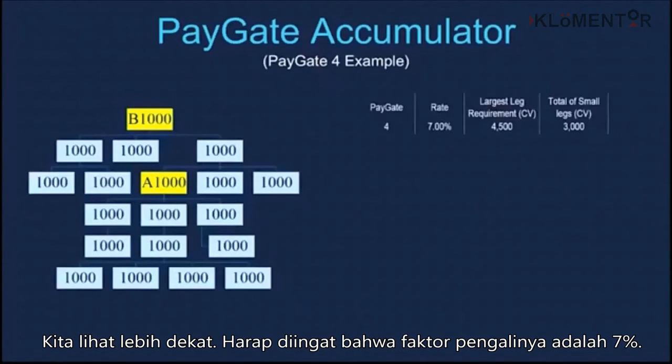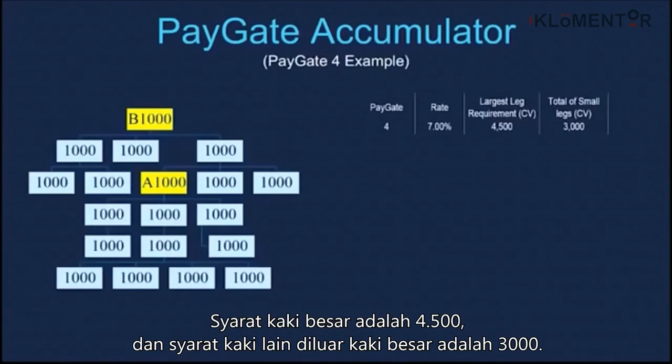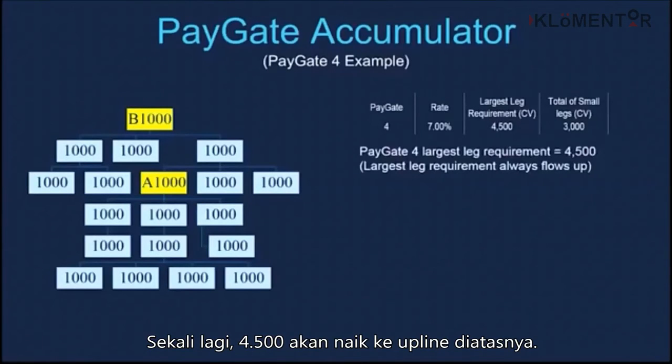And let's remember that for Paygate 4, the rate percentage is 7%. The largest leg requirement is 4,500, and the total outside of the largest leg is 3,000. Again, it's going to be that 4,500 that is going to be passed up to the next level.